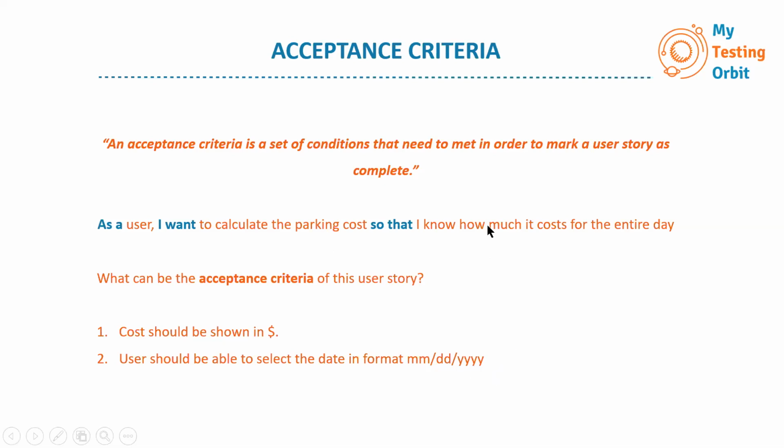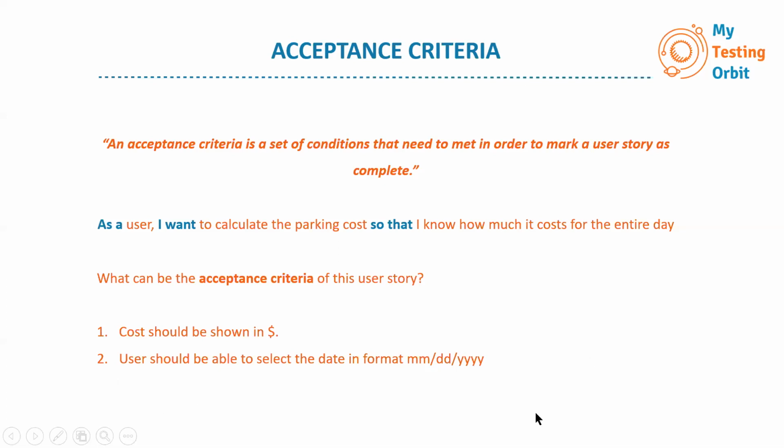The second can be that the user should be able to select the date in a given format. Over here we say that the value is the cost for the entire day. But of course, we have to capture the day in some format. It can be any format. So when we specify that format in the acceptance criteria, it helps us understand the value which was defined over here. This is one example.